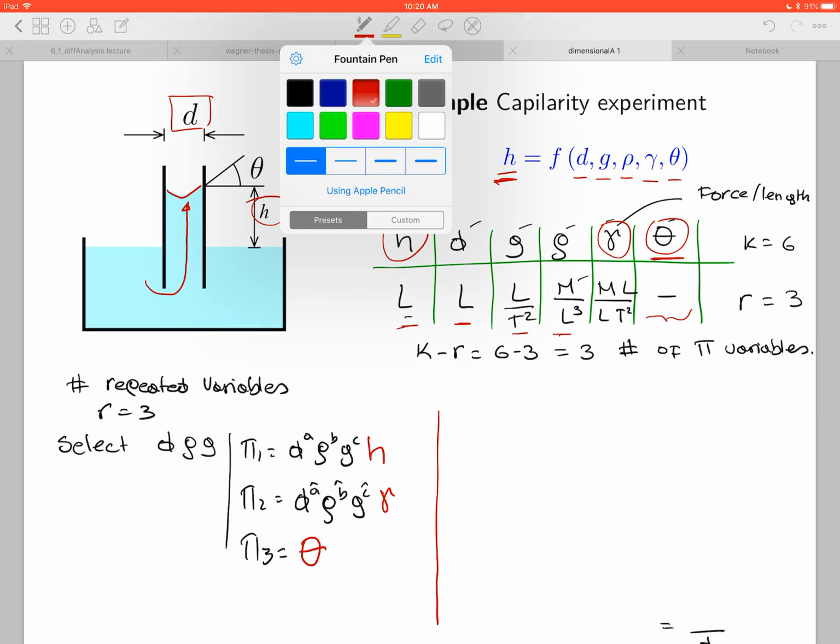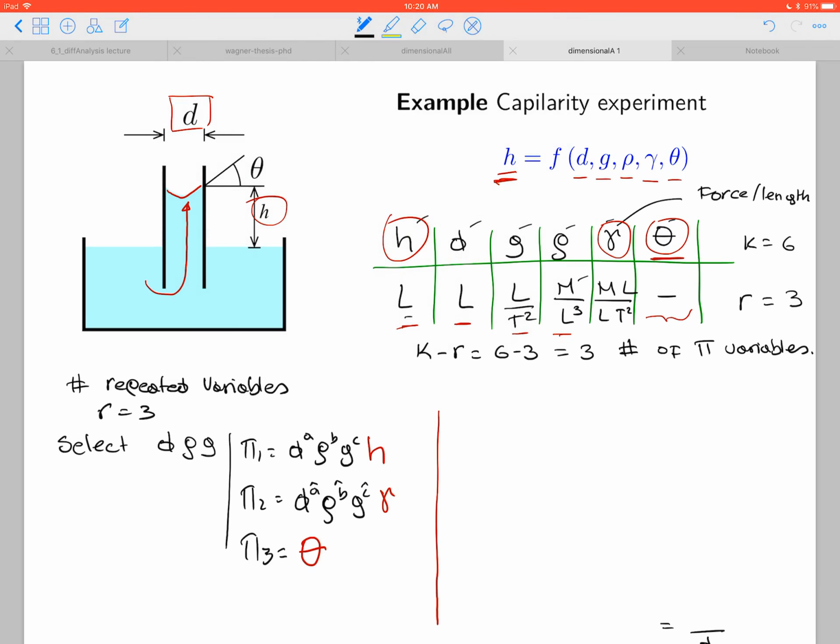So let's do it for pi 1. Pi 1 is going to be equal to d to the a, rho to the b, g to the c, multiplied by h. So in terms of dimensions, we have L to the a, density, which is ML to the negative 3, everything to the power of b, g, which is length divided by time squared, to the power of c, and h, which is a length, and that should be equal to M, L, and T to the 0.